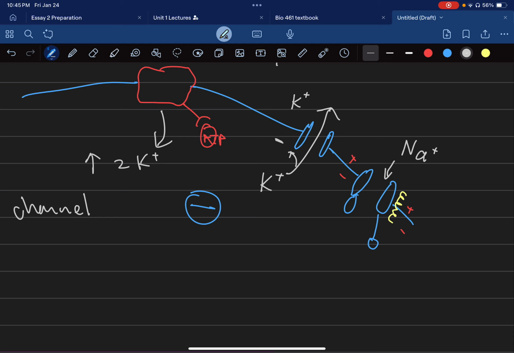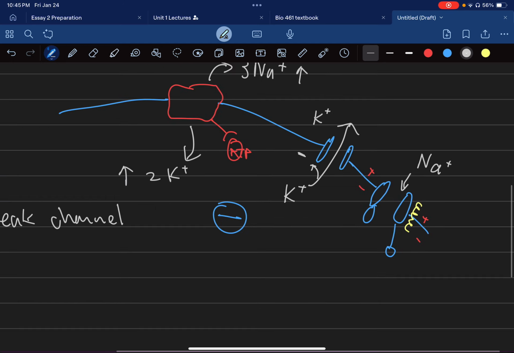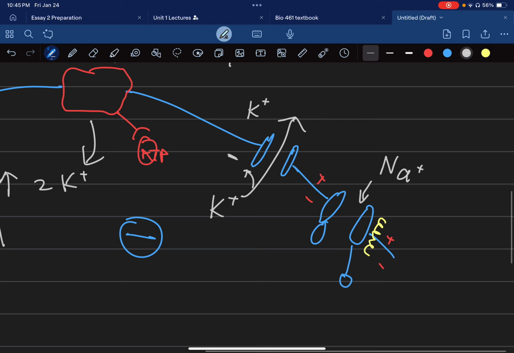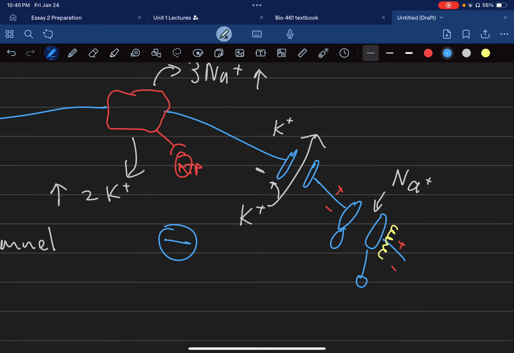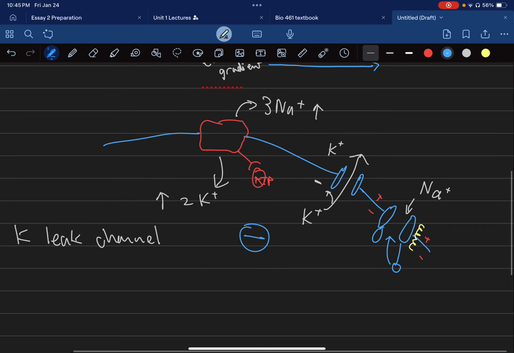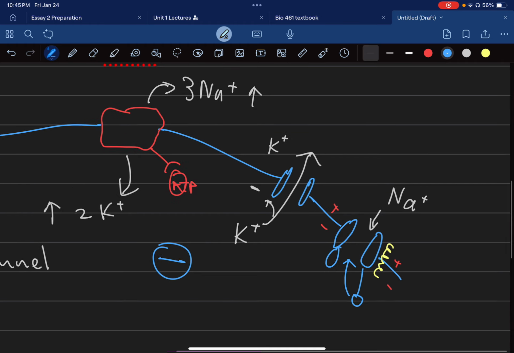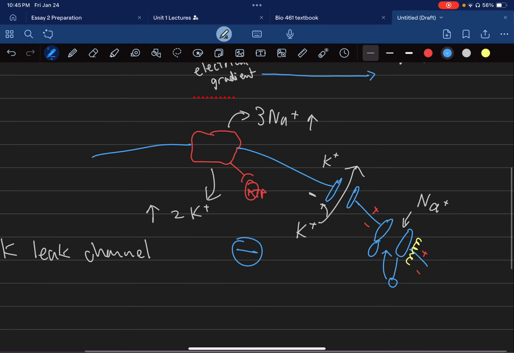So sodium will rush in and cause the cell to get much more positive. And as that happens, immediately this little ball right here will come in and block that channel, restricting the sodium from coming in, and that will stop that. But yeah, that is an example of a voltage gated channel. So that's another thing that helps the cell membrane to establish resting membrane potential.